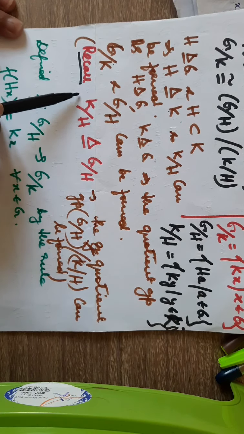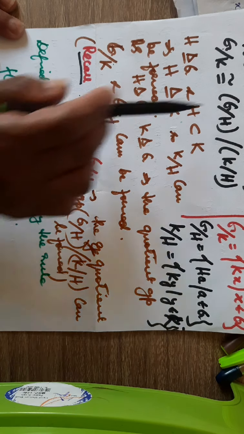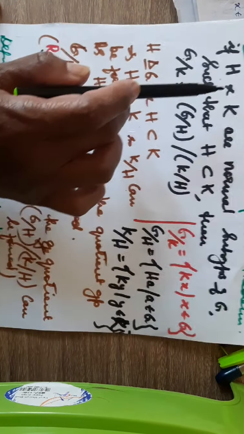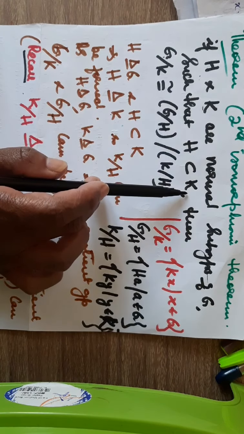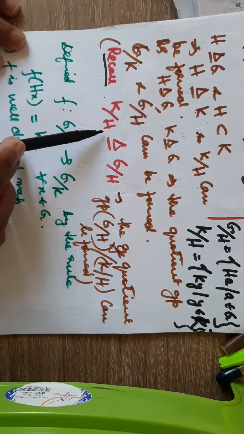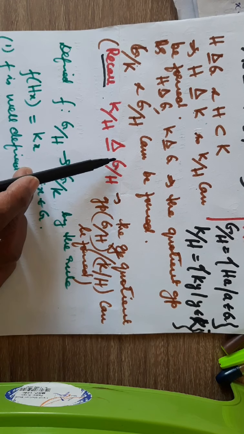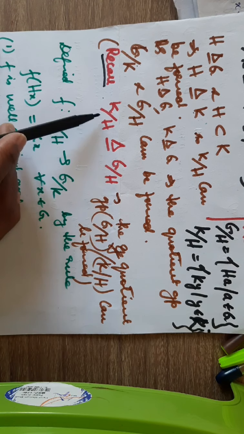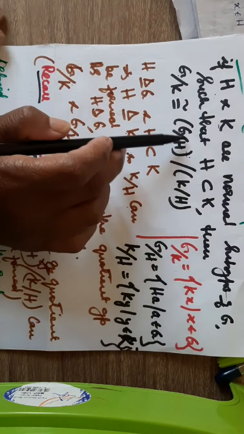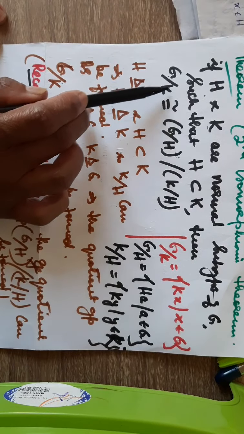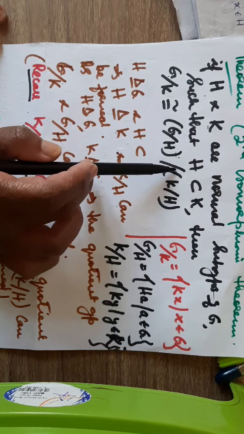I have discussed with you that if these statements are satisfied, that is, if H and K are normal subgroups of G such that H is a subset of K, then the quotient group K/H will be a normal subgroup of G/H. So we need this result also. What I need to prove now is that G/K is isomorphic to (G/H)/(K/H).